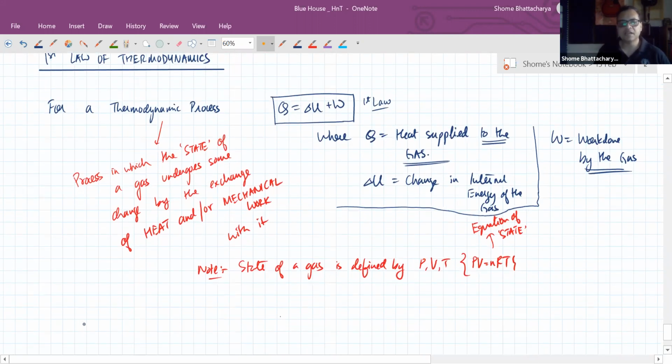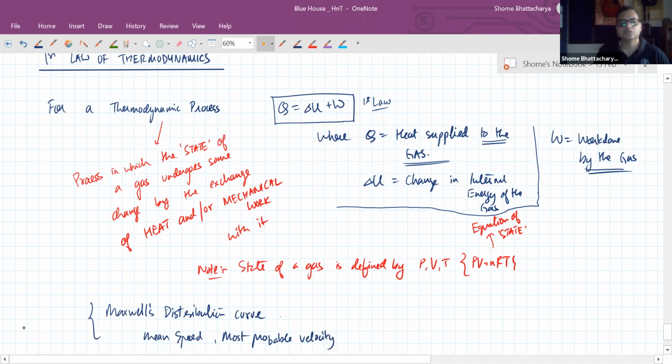Now there are a few extra things in kinetic theory of gases which you will see in your module, like Maxwell's distribution curve, the concept of mean speed as opposed to RMS velocity, and also the concept of most probable speed or most probable velocity. These are some more extra things that we need to discuss in a future lecture, but you will not really be getting numerical problems based on this.